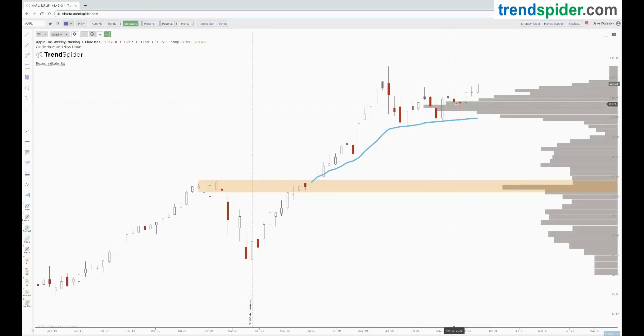So as supply dries up and these people actually just hold rather than essentially selling and rebuying, once that supply dries up, these big volume shelves can become a launch pad for price and create a big base for price to move up off of. And that's exactly what we're seeing here on Apple.